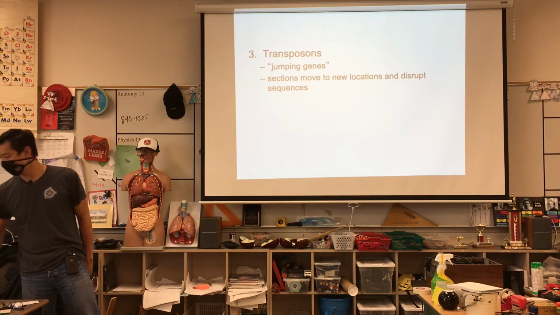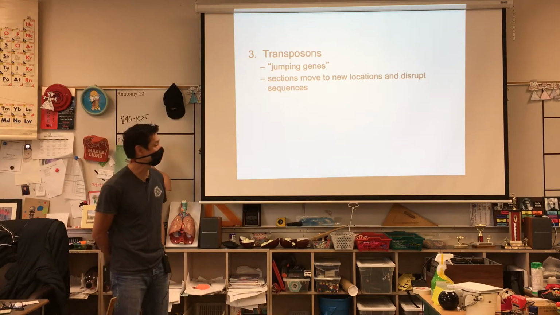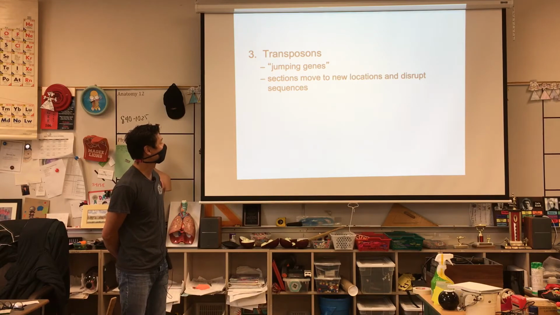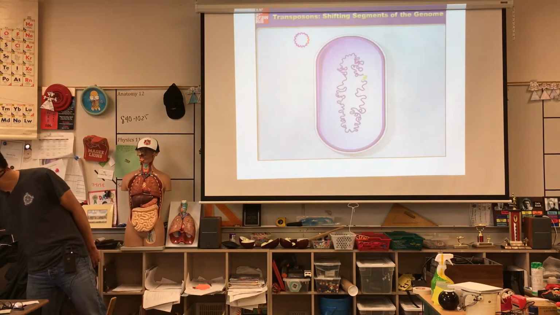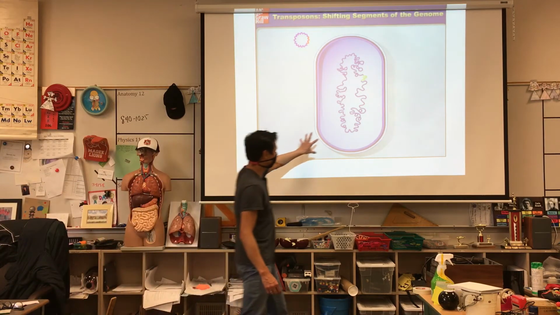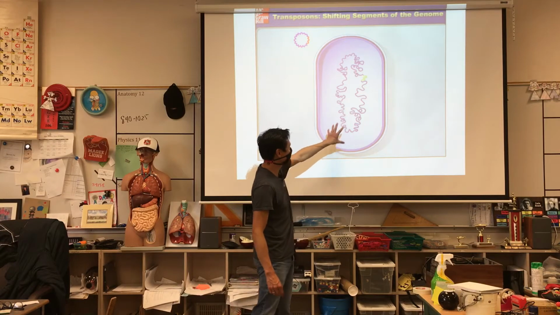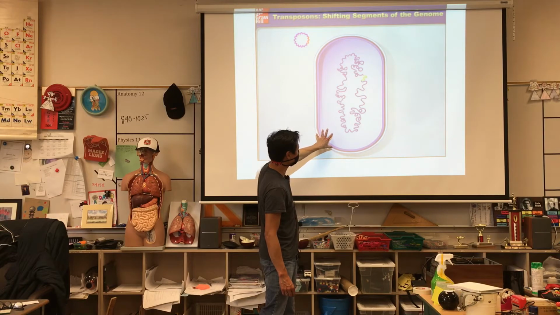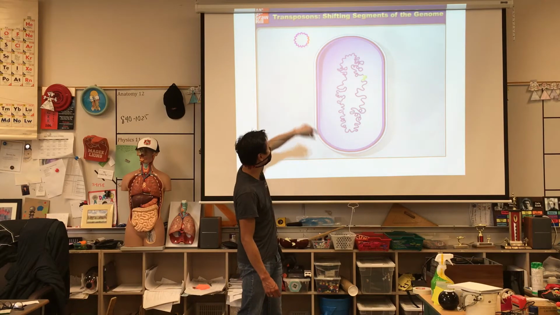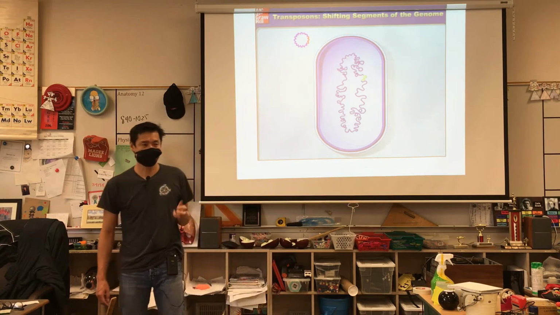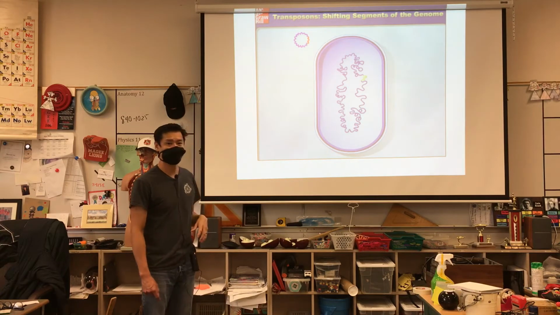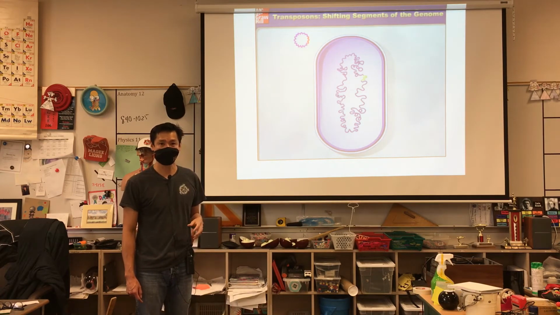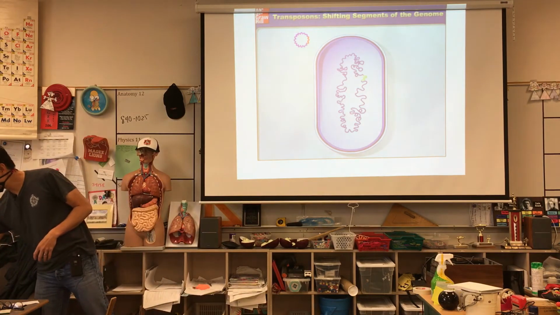Another unique way of disrupting genes and chromosomes is transposons, jumping genes. This is where sections move to new locations and disrupt sequences. So take a look at this. This is a bacteria, and it's got a loop of DNA as its chromosomes. So instead of 46, it just has one single loop. But that's a eukaryotic cell. That's a living thing. And over there is a section of DNA. It's called a plasmid. It's a ring, usually associated with viruses. So take a look at how this disrupts chromosomal DNA.